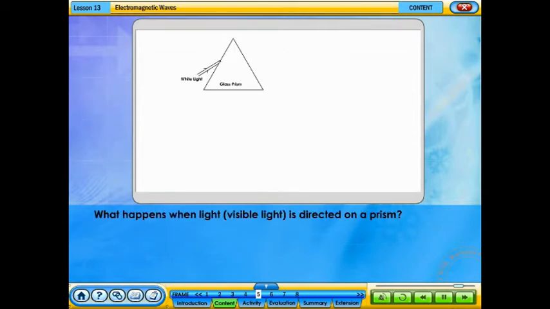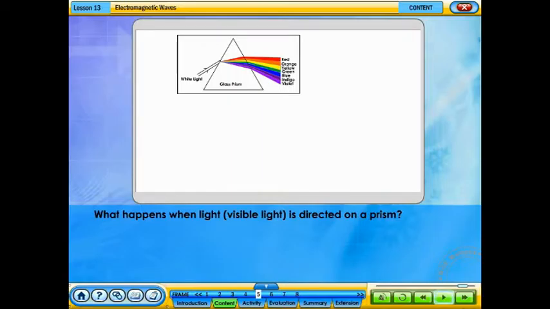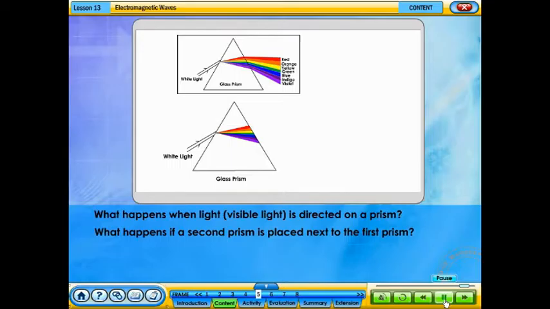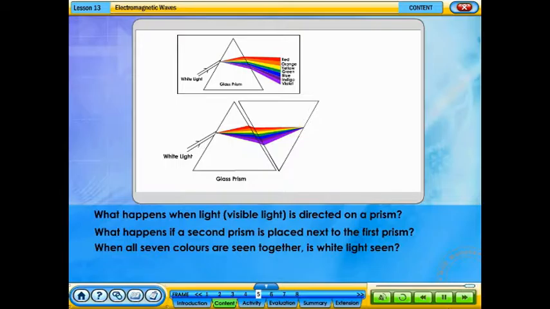What happens when light, visible light, is directed on a prism? What happens if a second prism is placed next to the first prism? When all 7 colors are seen together, is white light seen?